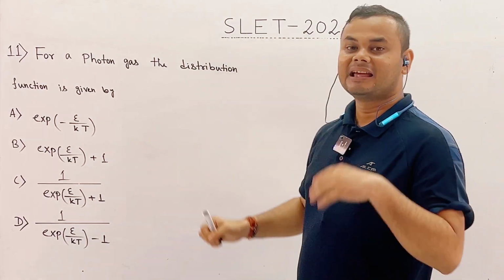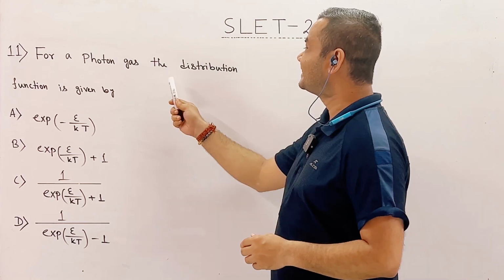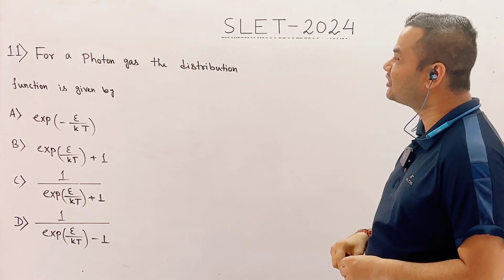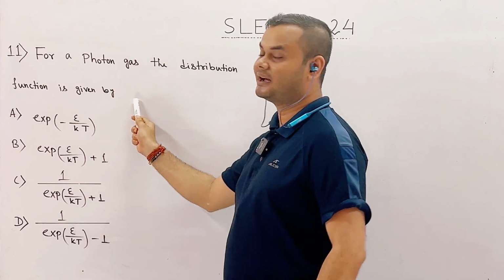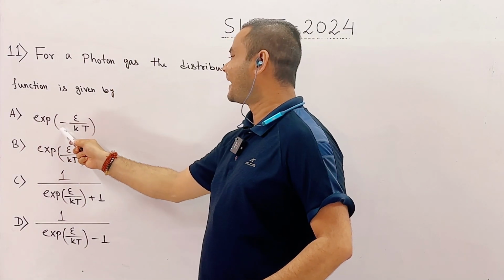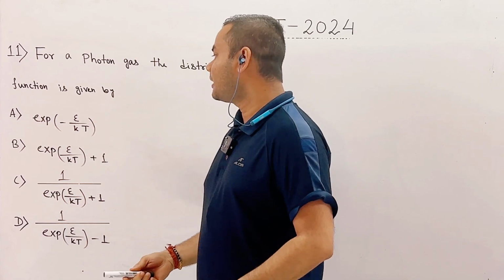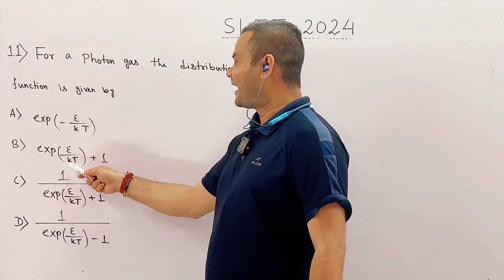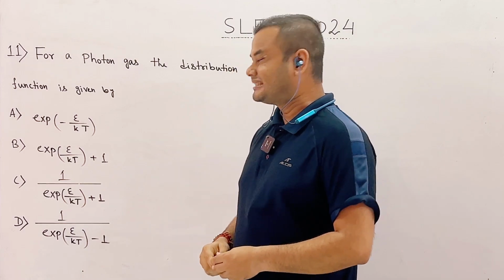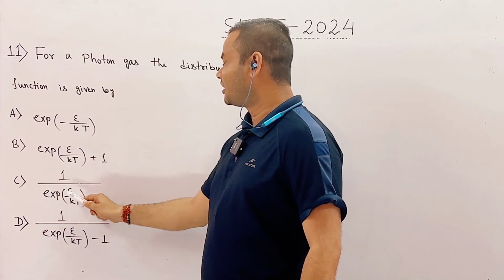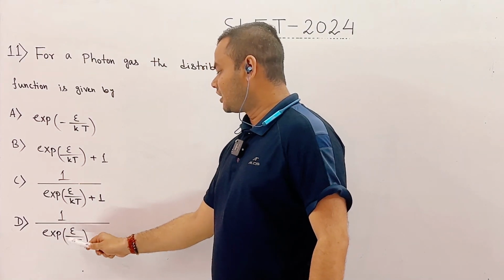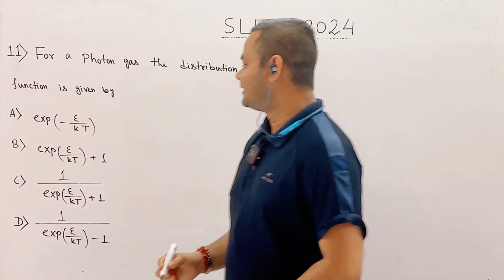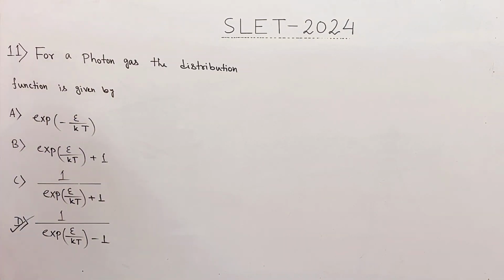Problem number 11. This problem number 11 is asked from statistical mechanics topic, and according to this problem, for a photon gas, the distribution function is given by option A, e to the power minus epsilon by kT, option B, e to the power epsilon by kT plus 1, option C, 1 by e to the power epsilon by kT plus 1, option D, 1 by e to the power epsilon by kT minus 1. Here the correct answer is option D. Now let me show you how option D is the correct answer.